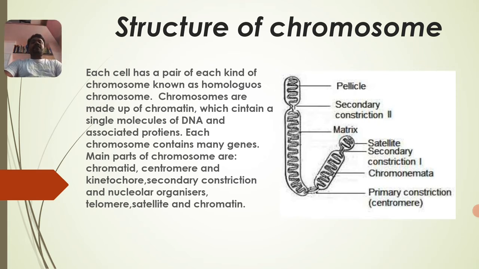Main parts of chromosomes are chromatid, centromere and kinetochore, secondary constriction and nucleolar organizers. Another one is telomere, satellite and chromatin. These are the main parts of a chromosome. So all of them are here in the diagrammatic representation of the chromosome. The next one.